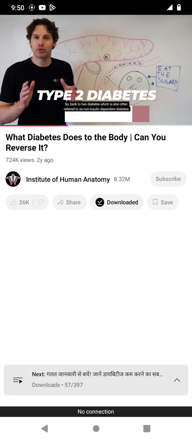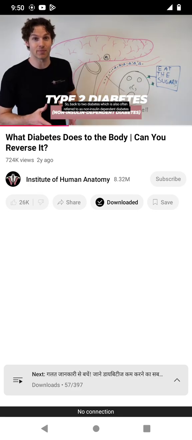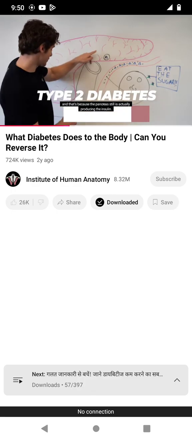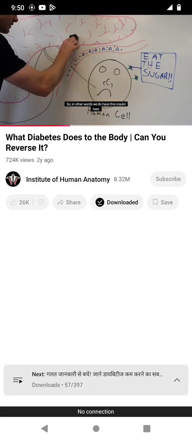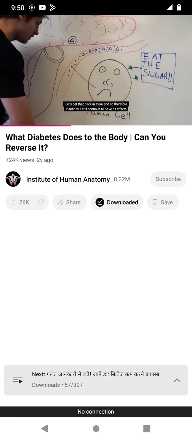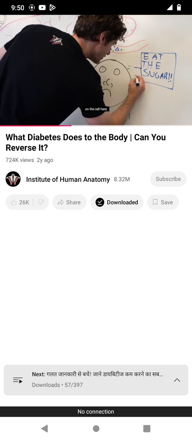So back to type 2 diabetes, which is also often referred to as non-insulin dependent diabetes. And that's because the pancreas still is actually producing the insulin. So in other words, we do have this insulin here. Let's get that back in there. And so therefore, insulin will still continue to have its effects on the cell here.